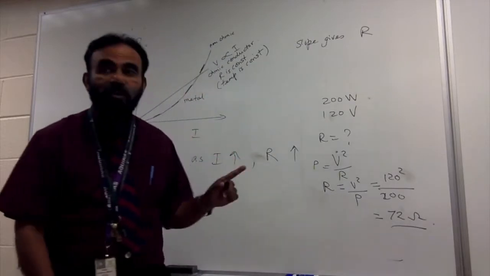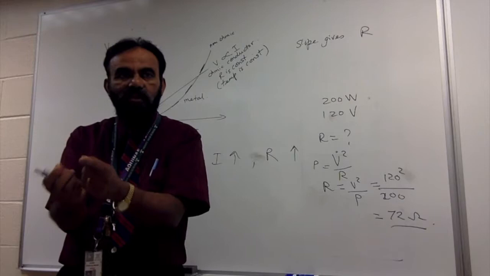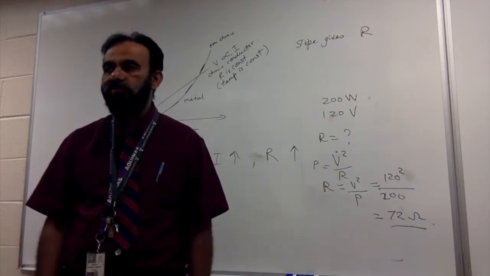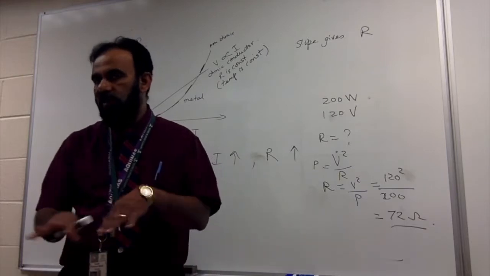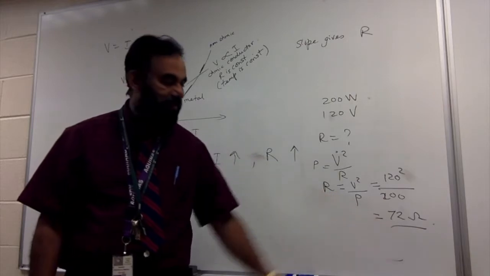Well, that is when it is operating. When it is cold, when the bulb is not working, check its resistance. It may be like 5-6 ohms. It won't be too high. It'll be like 5-6 ohms. And when it turns on, that is the resistance. Okay.